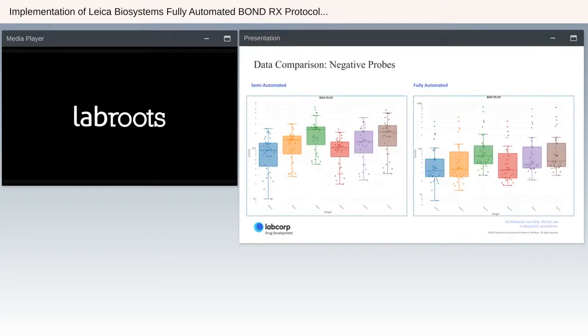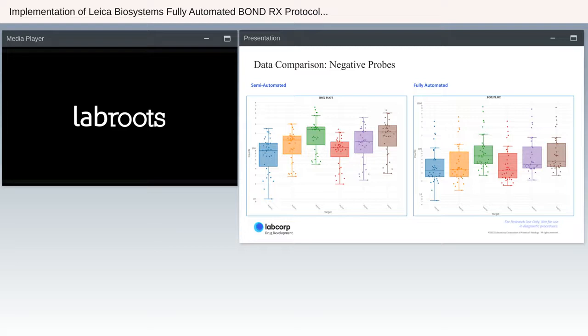So here you can see 2 graphs. These are the negative probes. So this is basically what your background is going to be looking like. On the left is the semi-automated. So these are counts per different negative probe across 4 different slides, and with 12 ROIs per slide. And then over on the right, you can see the box plot for the fully automated run.